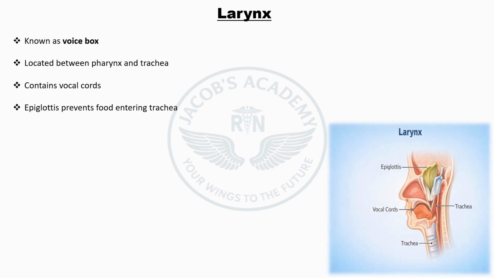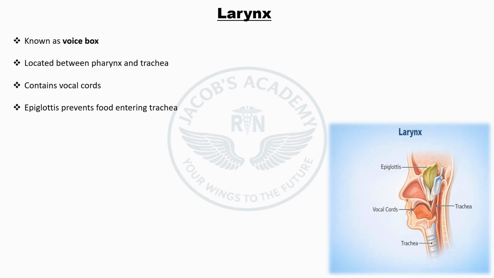Now let us discuss the larynx. The larynx is commonly known as the voice box, and it is located between the pharynx and the trachea. The larynx contains the vocal cords, which help us produce sound. When air passes through the vocal cords, they vibrate and create our voice.